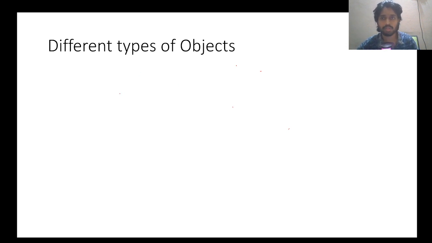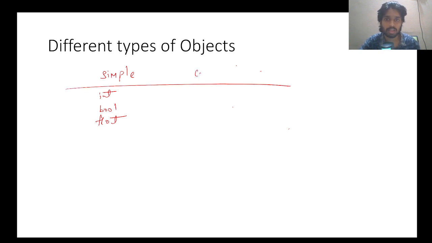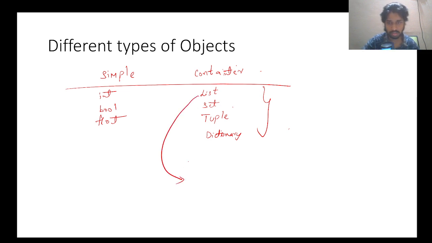So we have different types of objects in Python. The first one is simple, which is nothing but the fundamental data types that we discussed in our last lecture, which are int, bool, float. We have another data type, container. Container objects are list, set, tuple, and dictionary. We'll talk about all these data types in our next lecture. As of now, we'll just try to understand what is meant by a container.